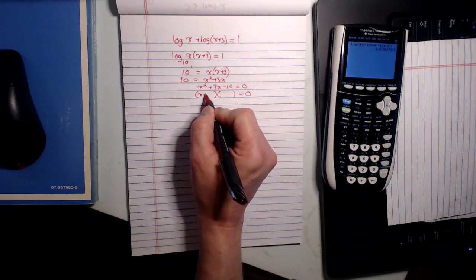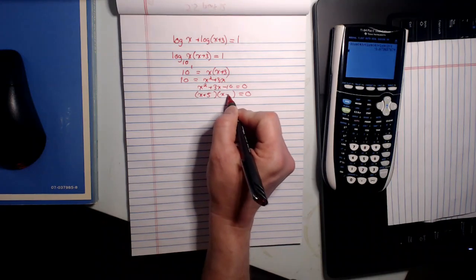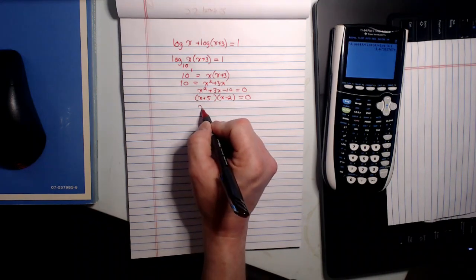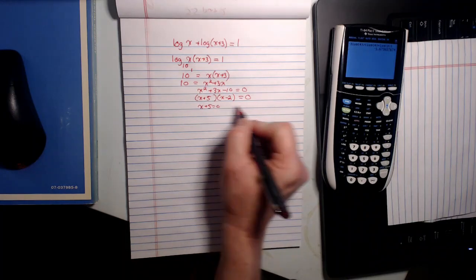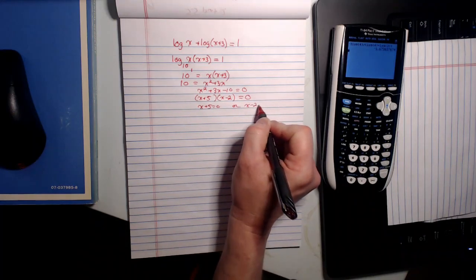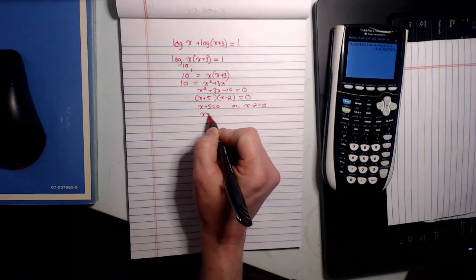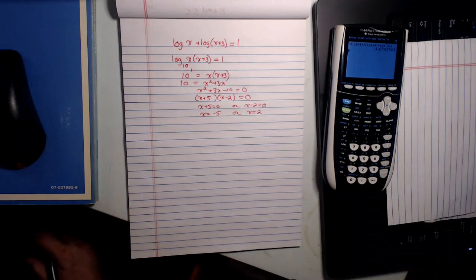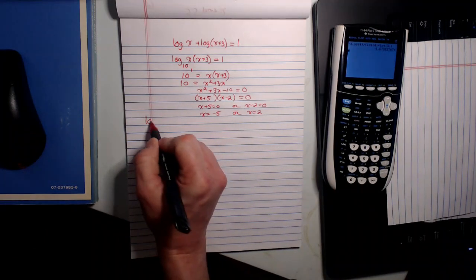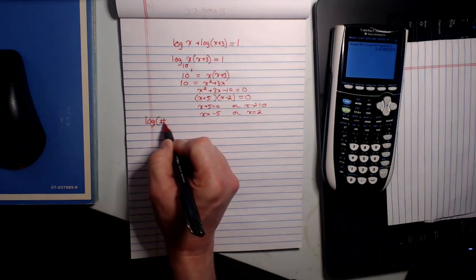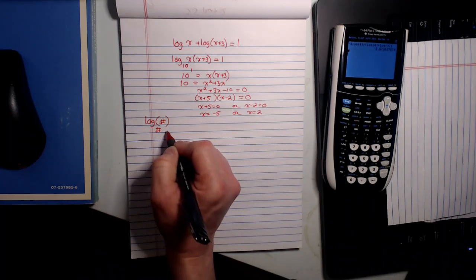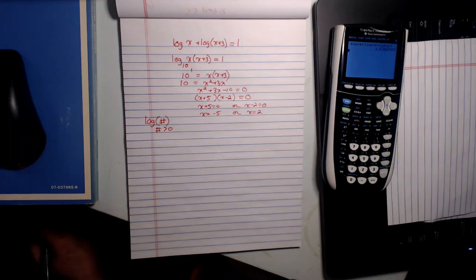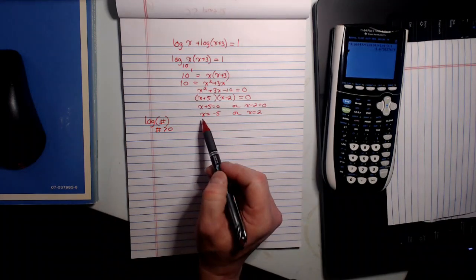Let's see, x plus 5 and x minus 2. So I'm going to get x plus 5 equals 0, or x minus 2 equals 0, and x is equal to negative 5, or x is equal to 2. You do have to be careful though, because when you take the log of a number, that number has to be greater than 0. You can't take the log of a negative number. So you just want to make sure that you check your answers.